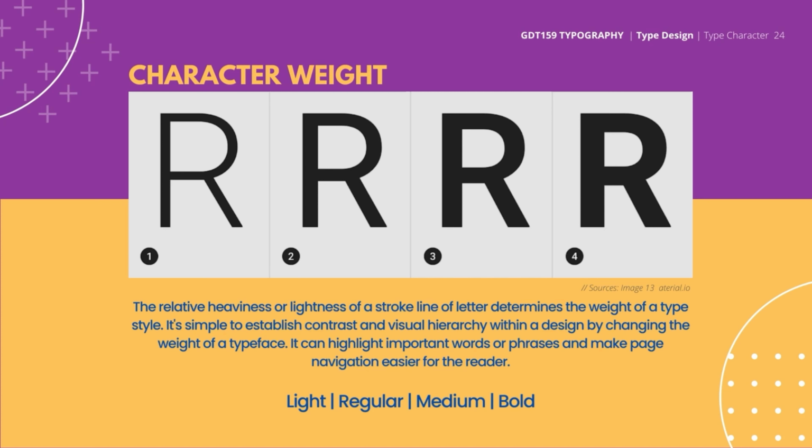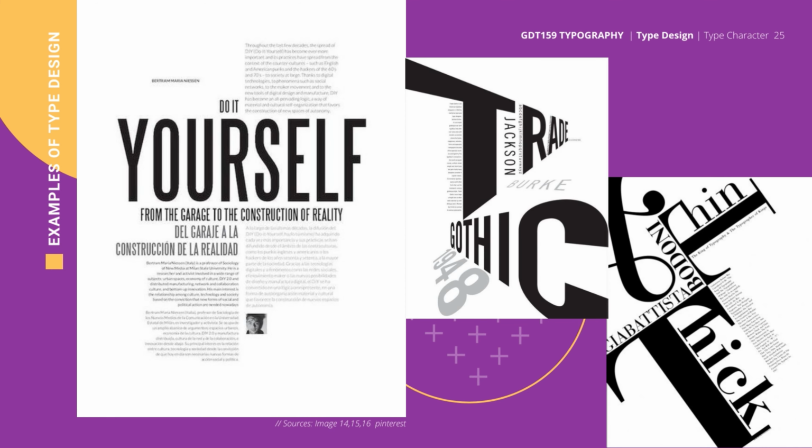It's simple to establish contrast and visual hierarchy within a design by changing the weight of a typeface. It can highlight important words or phrases and make page navigation easier for the reader. Samples of weight are light, regular, bold, and super bold. This is an example of type design with different kinds of characters. It gives a different look and great variety of design.